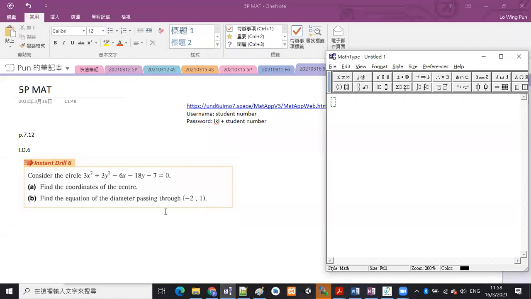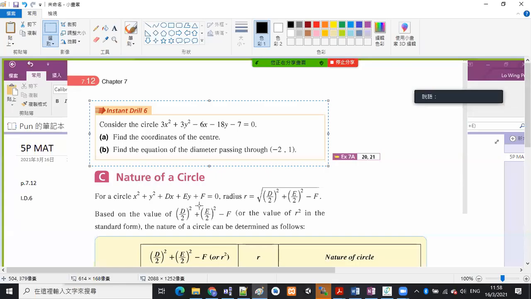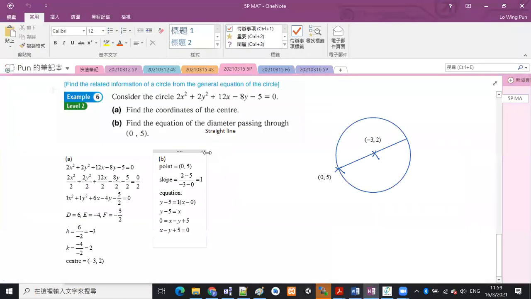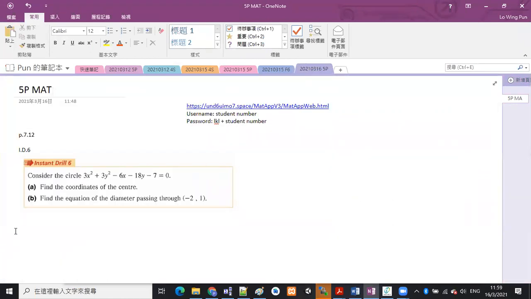So yesterday, I finished talking about example 6. Example 6, was it? Yes, these are the notes of yesterday. I finished talking about example 6, and today I will start from instant drill number 6. Just a few revision first.